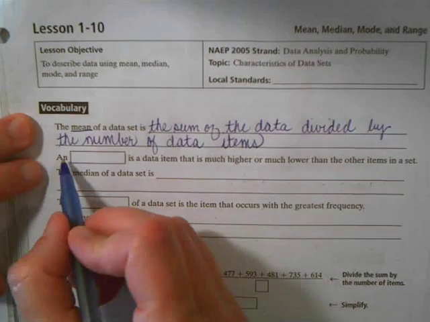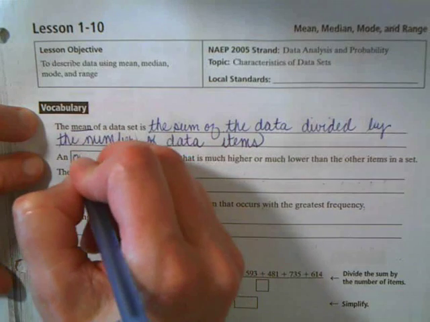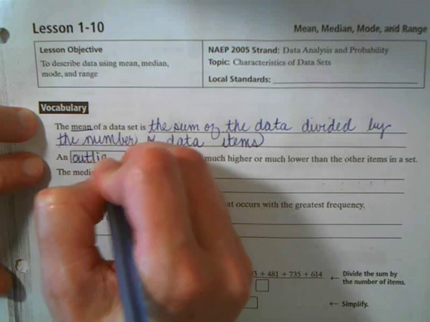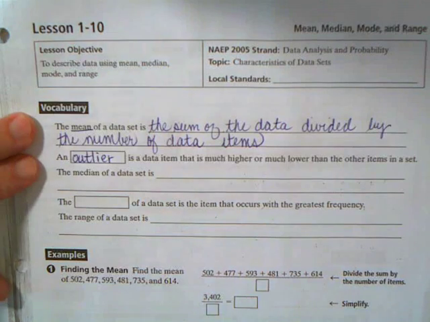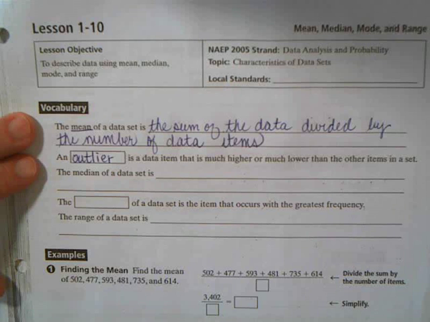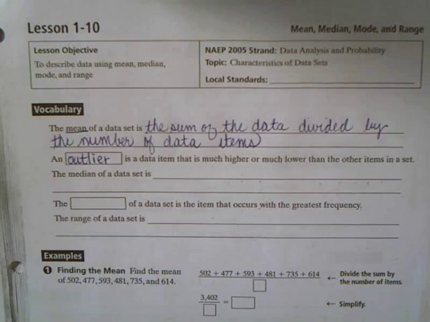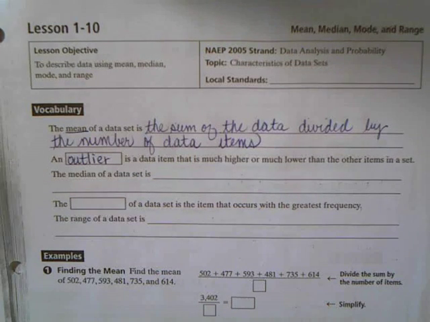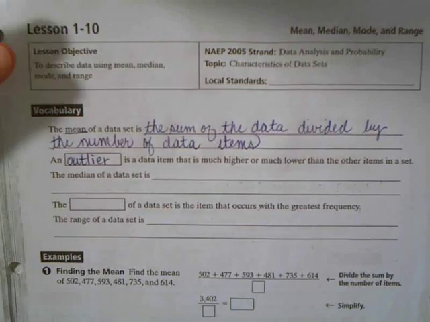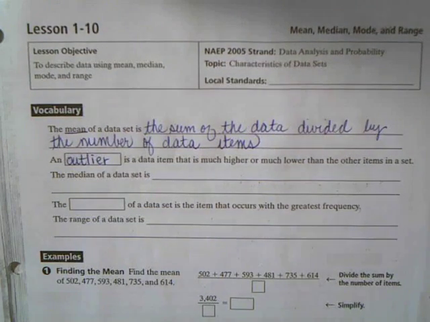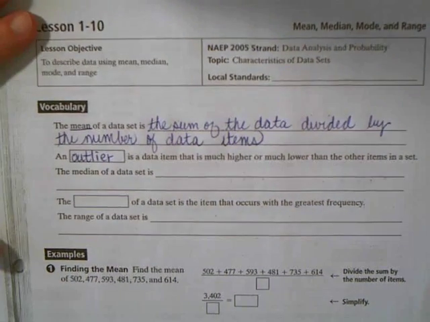Okay, our next term is an outlier, O-U-T-L-I-E-R. An outlier is a data item that is much higher or much lower than the other items in a set. And sometimes you can have more than one outlier. You can have a couple that are a lot larger or a lot smaller. You can have one that's a lot larger and one that's a lot smaller, but very much different than the rest of the data items in the set.